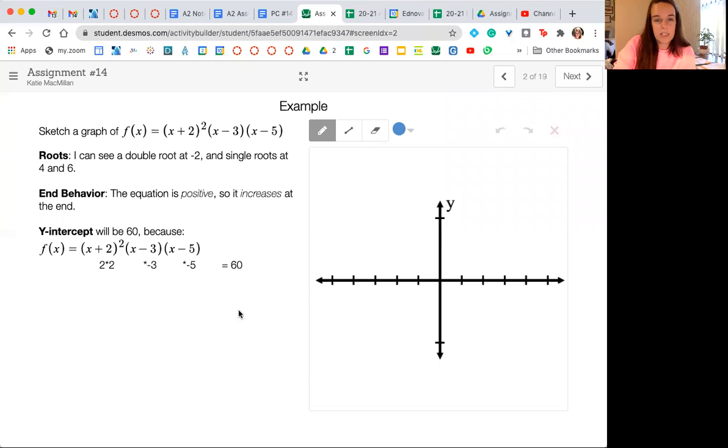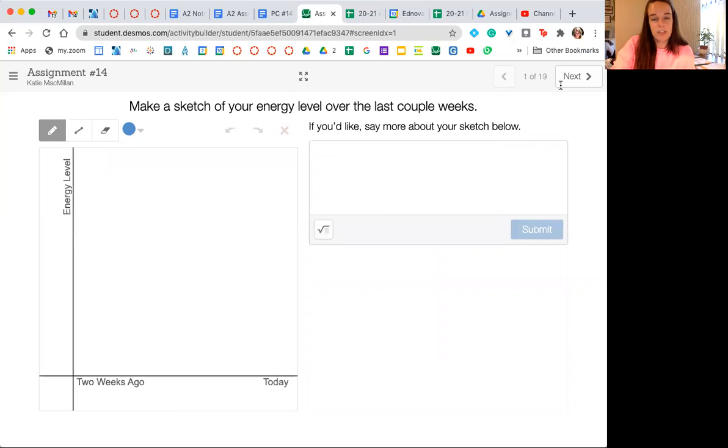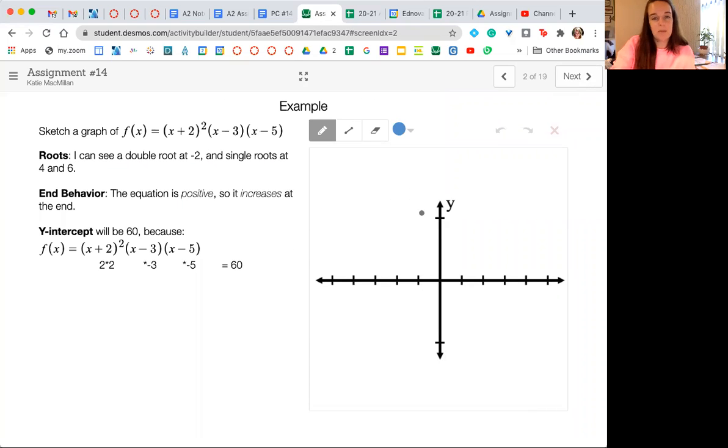Hey Peacock, just wanted to give you an example here. So you have your energy level sketch on page 1, but then on page 2, there's an example. So we're sketching the graph of this function f here.